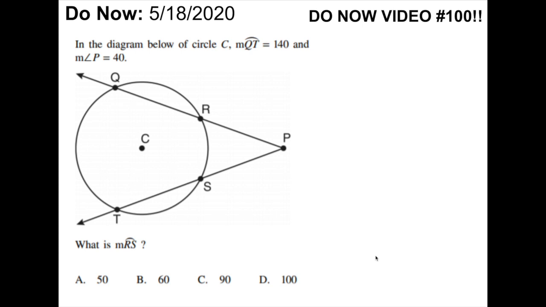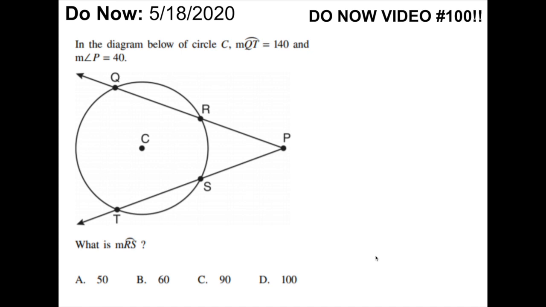Okay, so I took this problem off the test. It was really great to see the high level of participation. I really appreciate that. So in the diagram below of circle C, MQT is 140 and MP is 40. What is the arc measurement of RS? This was a question that appeared on the test, whatever you want to call it. I am choosing this question because it was one that we kind of disagreed on.